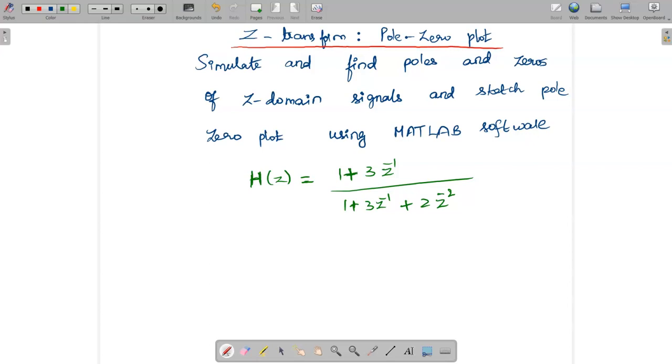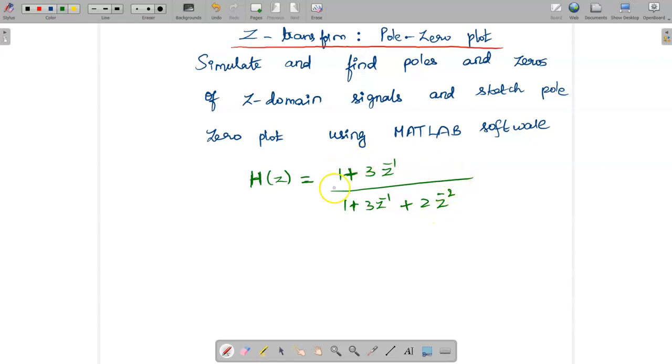So suppose the question is given as H of z equal to 1 plus 3 z inverse divided by 1 plus 3 z inverse plus 2 z power minus 2. For this question we are going to find what all the poles are and what all the zeros are, and we are going to plot that signal in the MATLAB software. First of all, generally we need to know how to find the zeros and how to find the poles.